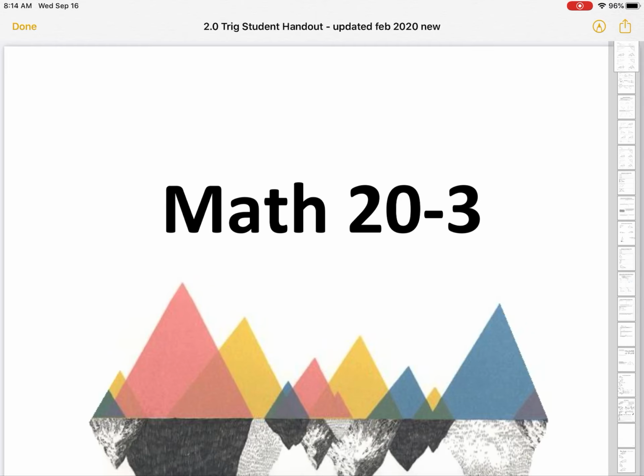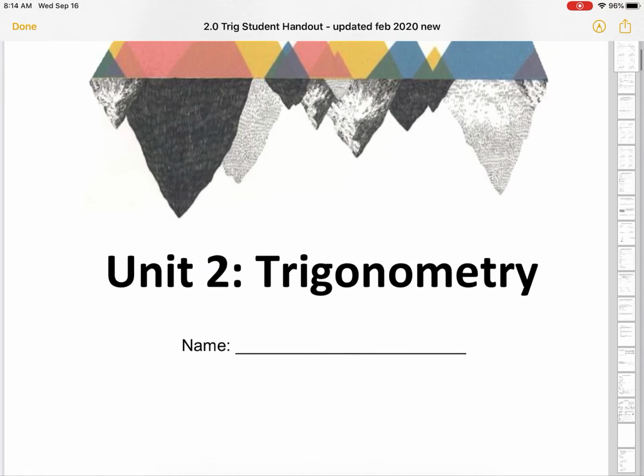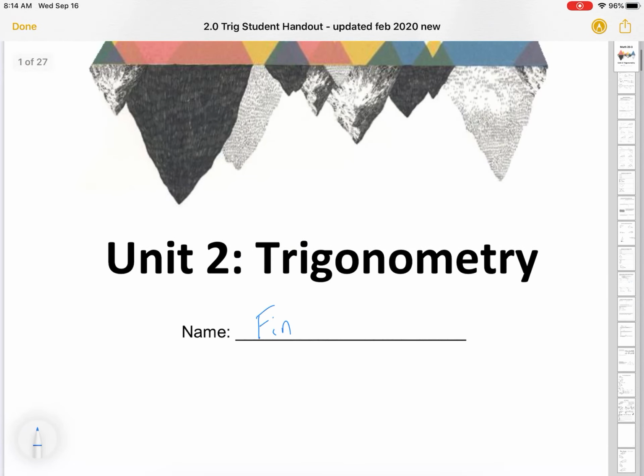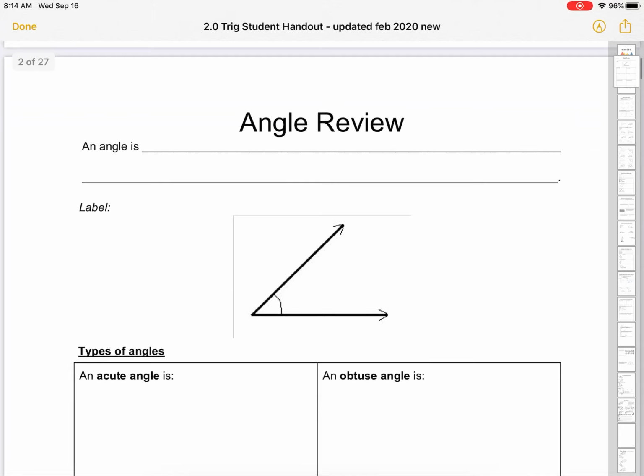Okay, so we're doing our next unit, which is Math 23. We are in Math 23, which is trigonometry. A reminder, I'm Mrs. Finley, and I will be teaching you this lesson today.